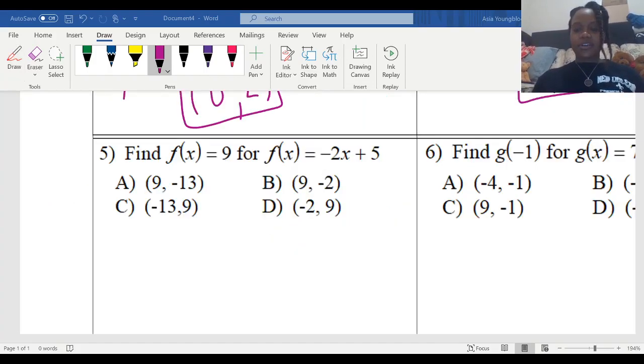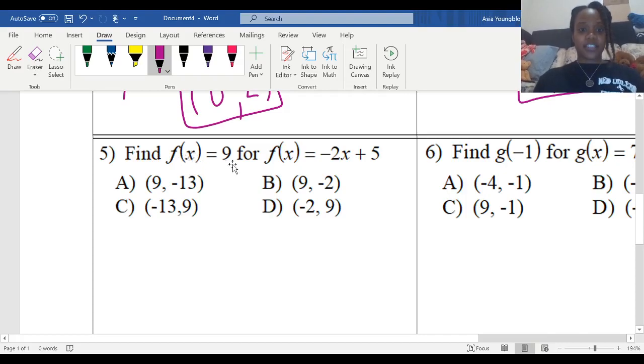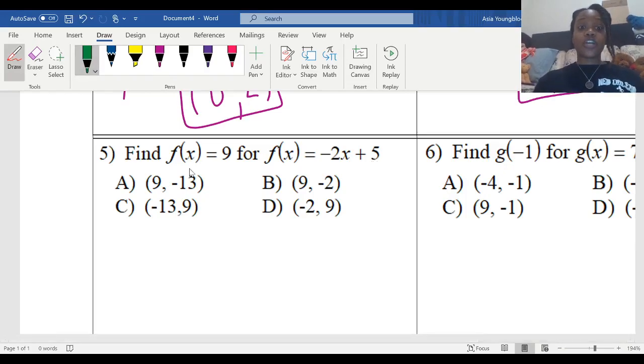The next set of problems are a little different and might require a little more thought. So we're still given our function notation. So we're asked to find f of x equals 9 for the function f of x equals -2x plus 5. But now if you notice, the number is no longer in the parentheses, it is out of the parentheses. So since we know the x values are always inside of the parentheses, that means that this 9 is going to be our y value for the function.